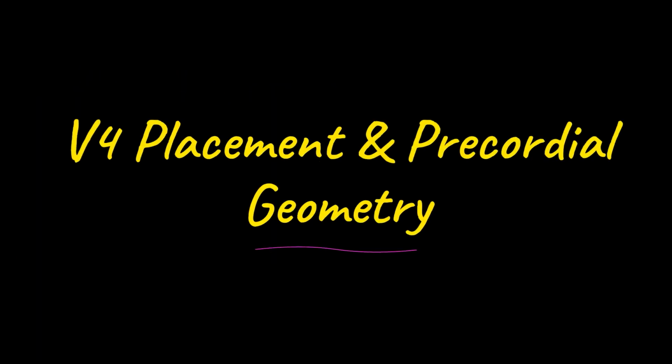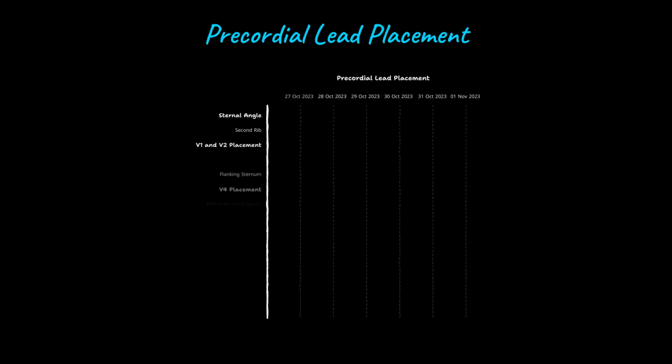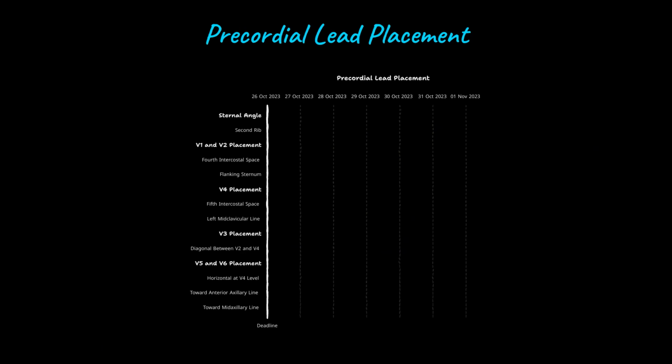The precordial leads were designed in the 1930s to view the heart from specific anatomic angles. Reproducibility depends on every technician hitting the exact same landmarks, and V4 is the anchor for the entire left-sided array. V1 and V2 sit in the fourth intercostal space on either side of the sternum. V4 drops one space lower to the fifth intercostal space, aligned with the left mid-clavicular line. V3 sits diagonally between them, and V5 and V6 follow V4's horizontal line out toward the axilla. In practice, you palpate the sternal angle of Louis to find the second rib.